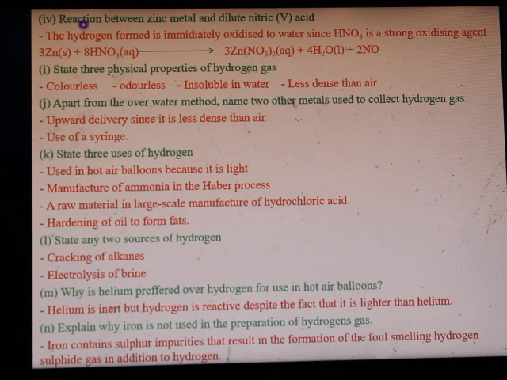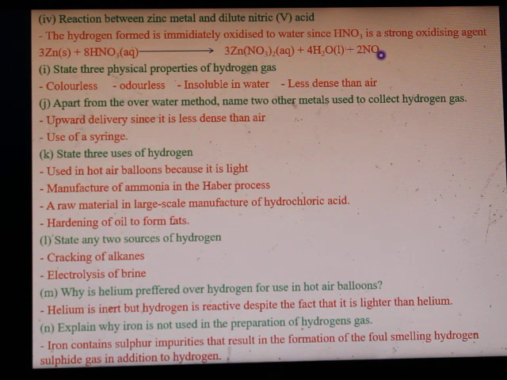Then you can be asked the reaction between zinc metal and dilute nitric 5 acid. Why is it that the reaction between zinc metal and dilute nitric 5 acid will not produce a reasonable amount of hydrogen gas? And the reason is because the hydrogen formed when zinc is reacted with dilute nitric 5 acid is immediately oxidized to water, since nitric 5 acid is a strong oxidizing agent. And the equation for the reaction is zinc metal plus nitric 5 acid to form zinc nitrate, water, and nitrogen 4 oxide.